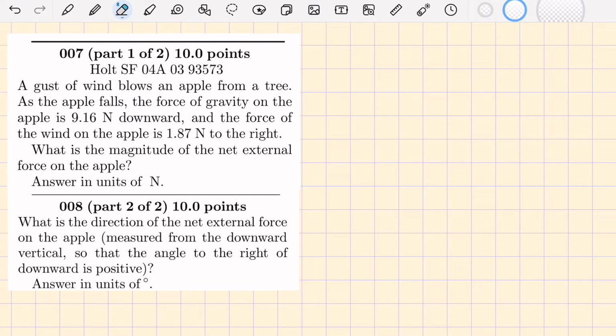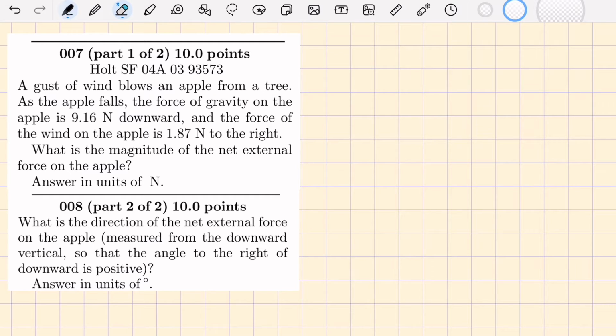Now let's look at a problem with forces as vectors. A gust of wind blows an apple from a tree. As the apple falls, the force of gravity on the apple is 9.60 newtons downward, and the force of the wind on the apple is 1.87 newtons to the right. What is the magnitude of the net external force on the apple? What is the direction of the net external force on the apple measured from the downward vertical?